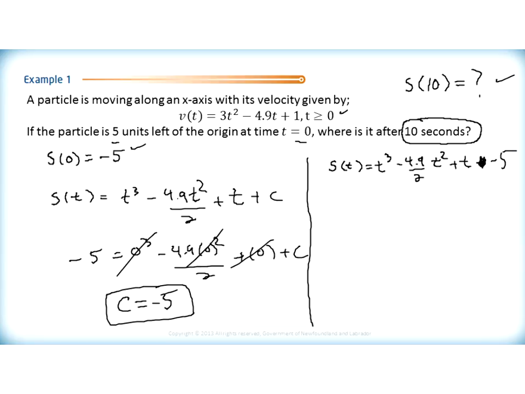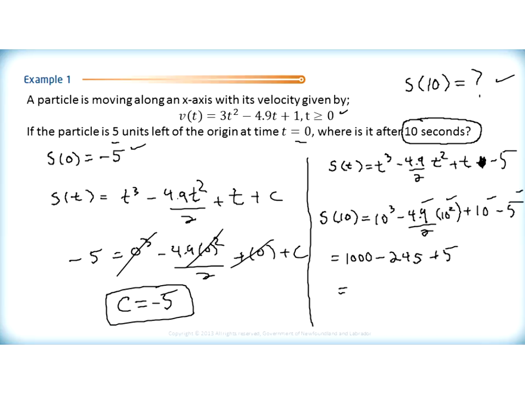So I solve this by finding s of 10. So s of 10 is going to be what I get when I plug 10 in there. So I've got 10 cubed minus 4.9 over 2 times 10 squared plus 10, and then minus 5. So let's see, 10 cubed is 1,000. 4.9 times 10 squared. So 10 squared is 100, so that's 490. And 490 divided by 2 is going to be minus 245. And then 10 minus 5 is 5.